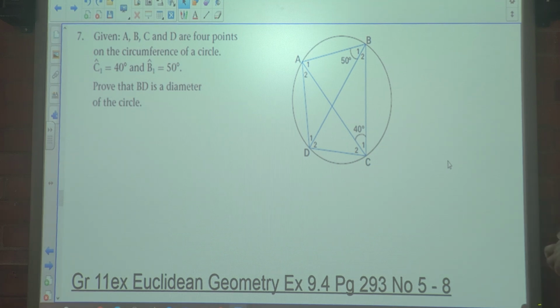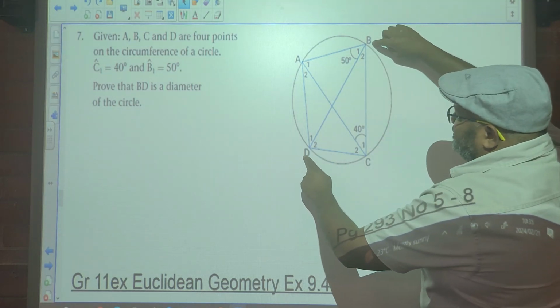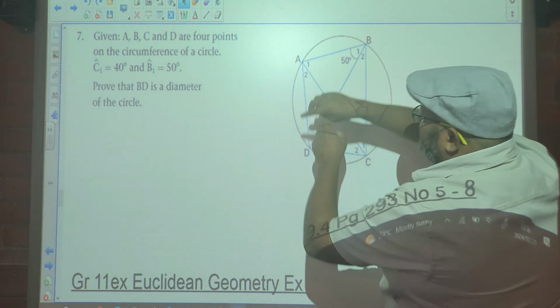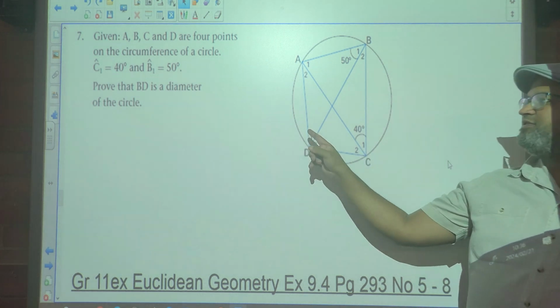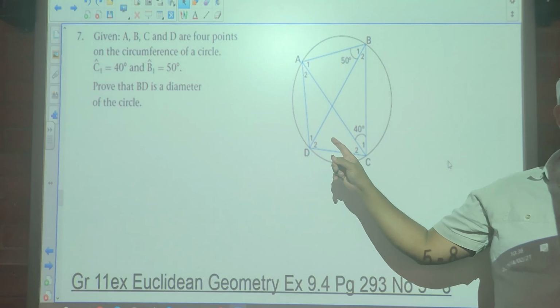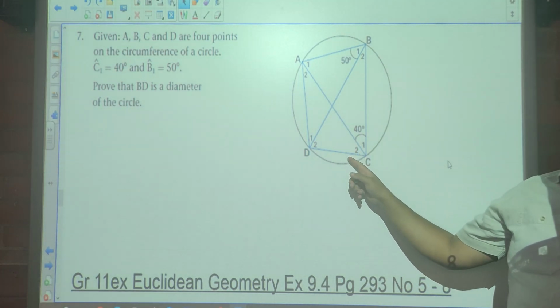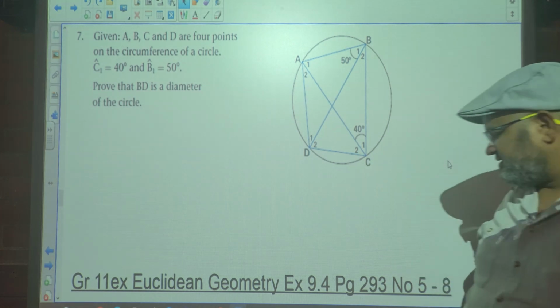Okay, do you guys understand? Must I repeat that? If BD is your diameter, what do we know? This angle, C1 and 2, is 90, or A1 and 2 is 90. Now, in order for us to prove that BD is a diameter, we prove that this angle is actually 90 degrees. You guys understand? So it's just the reverse of that theorem that we just mentioned now.